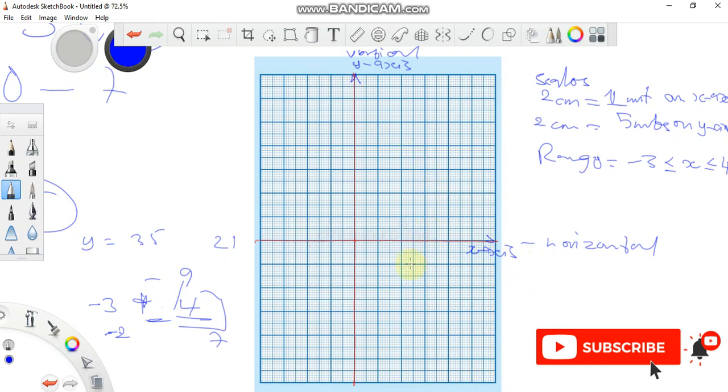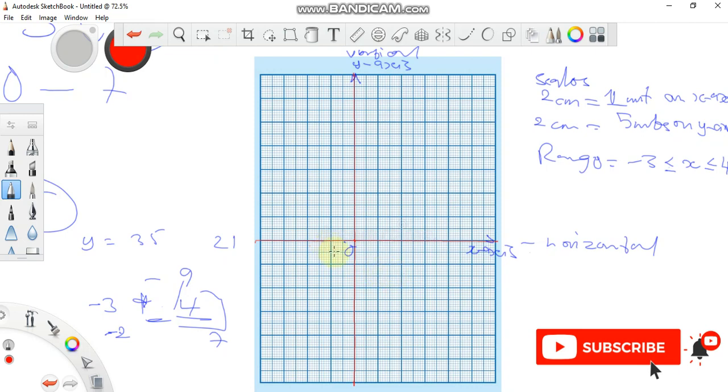Both of these make up the coordinates and they start at 0. Okay, I think we should use red. So now what you have here, we'll just be looking at the table. I hope you've copied the table down so you can just follow on.